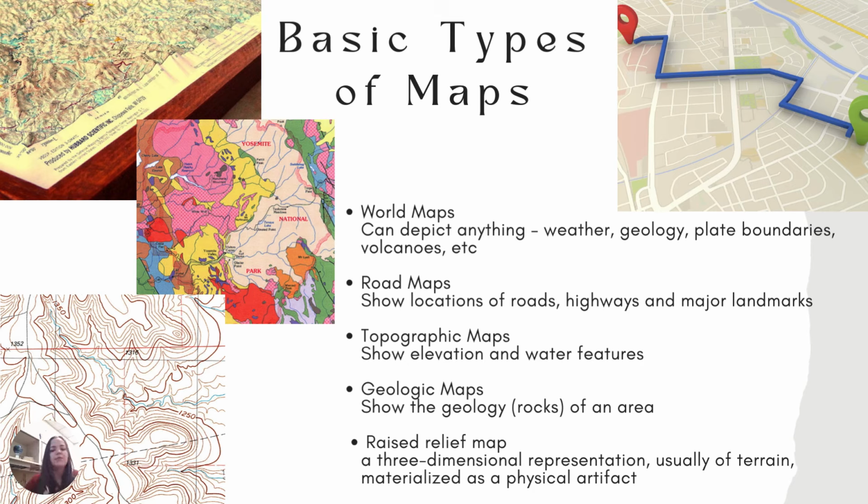Then we have road maps. Road maps show locations of roads, highways, major landmarks. You have those on your phone as Google Maps or Apple Maps, and a lot of us use those every day now because they're so convenient on our phone.